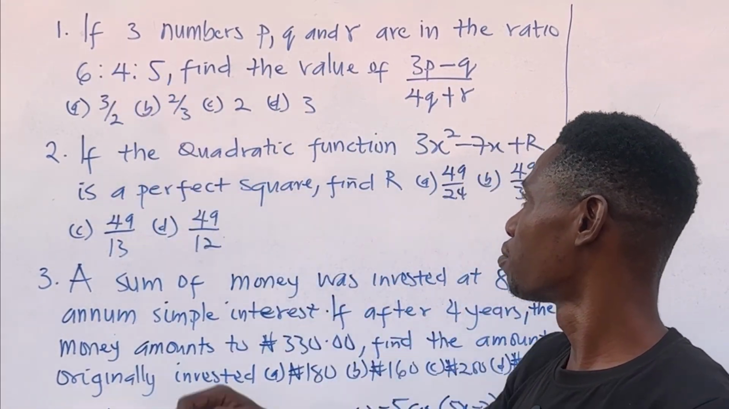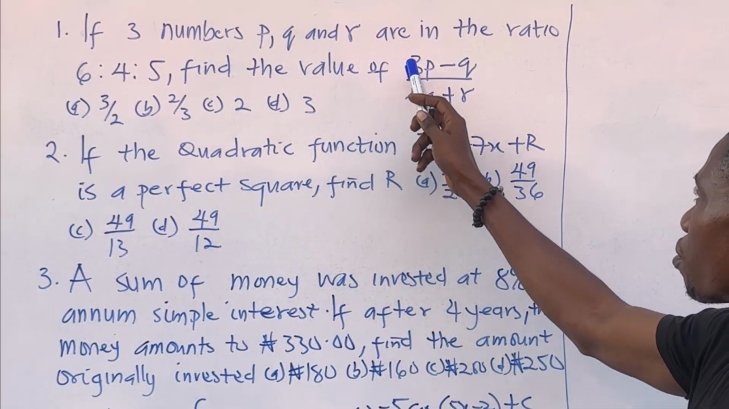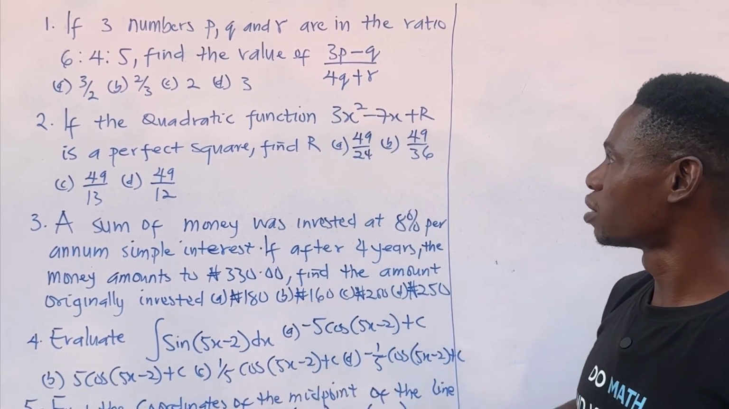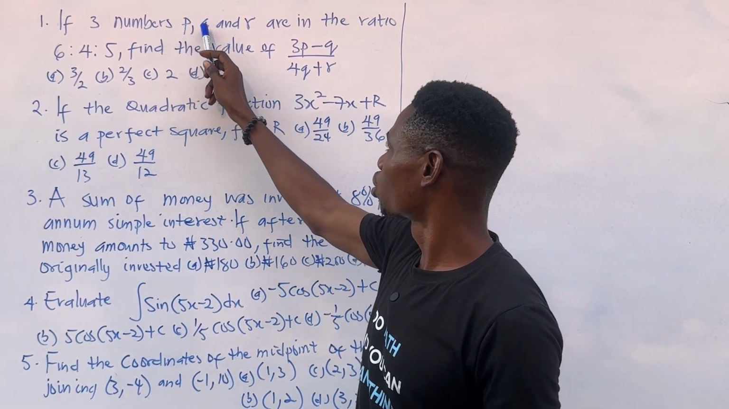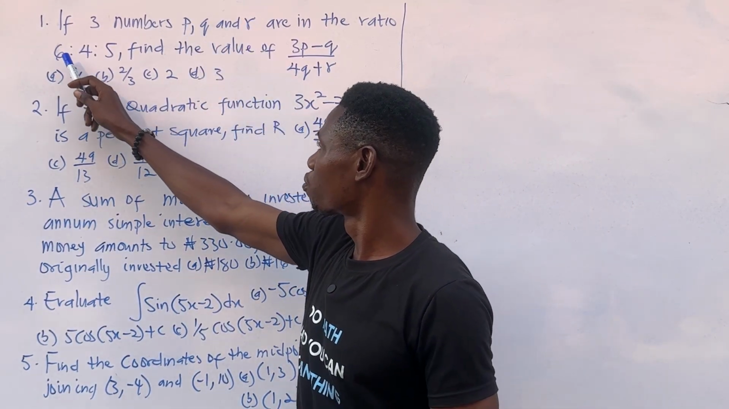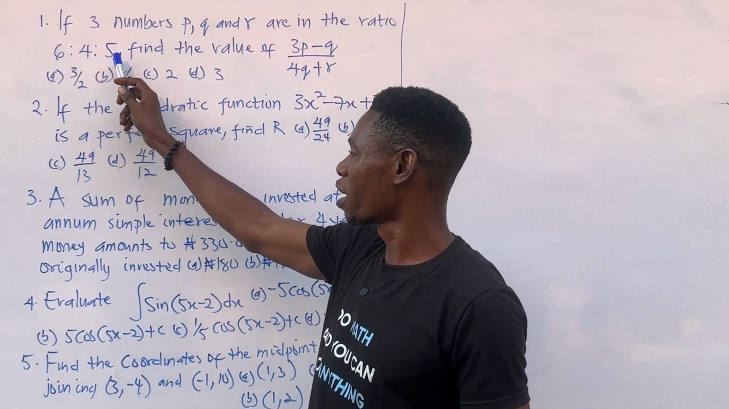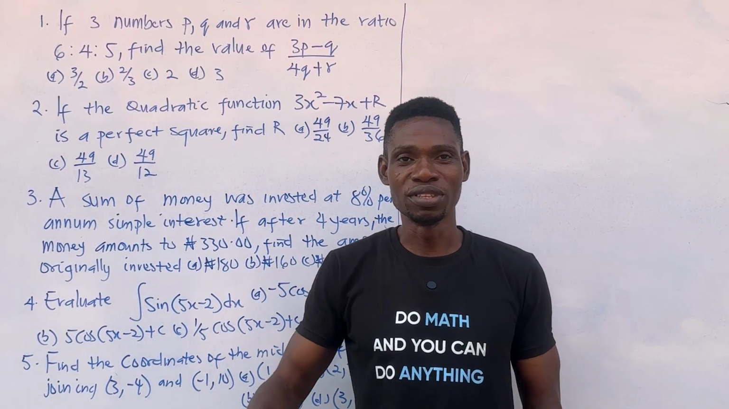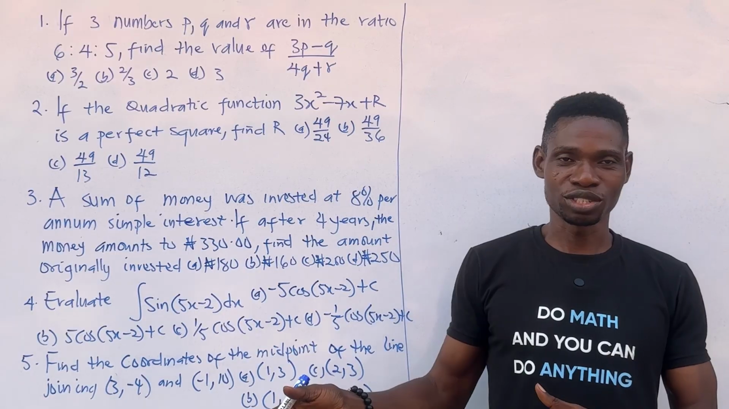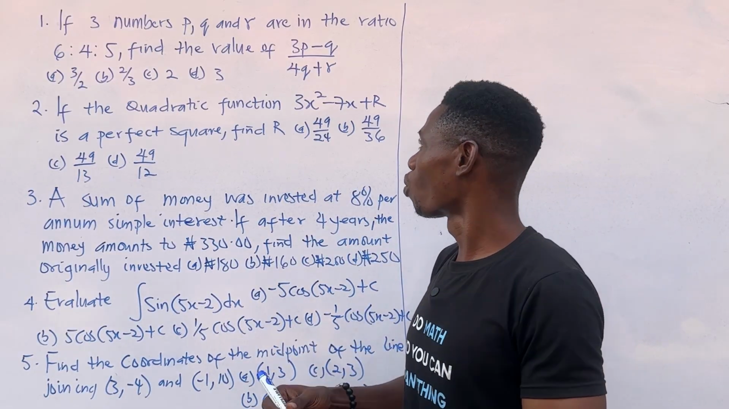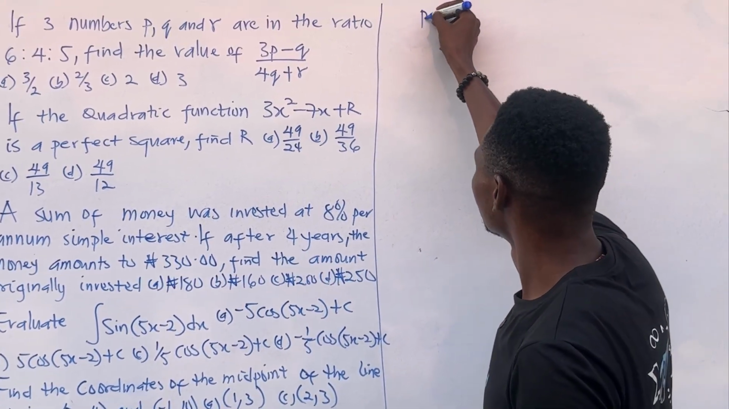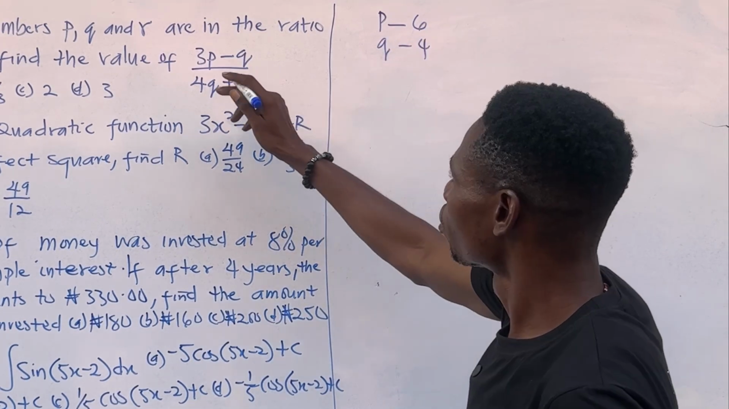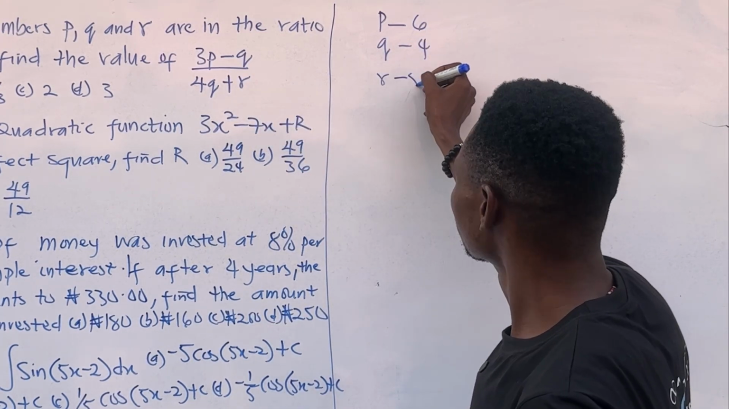So number one says, if three numbers P, Q, and R are in the ratio 6, 4, 5, find the value of 3P minus Q all over 4Q plus R. Now, this ratio is telling you that these are the simplest form of these numbers if they were in fractions, so we're going to take P as 6, Q as 4, and R as 5.